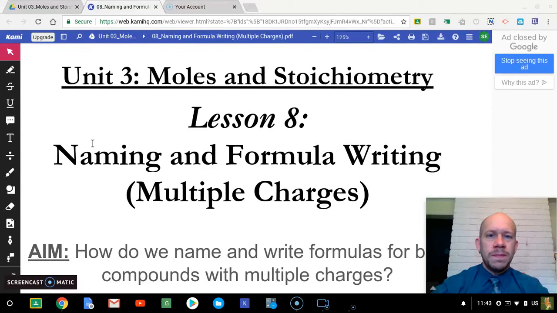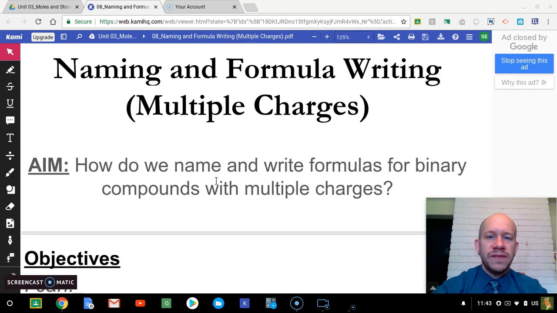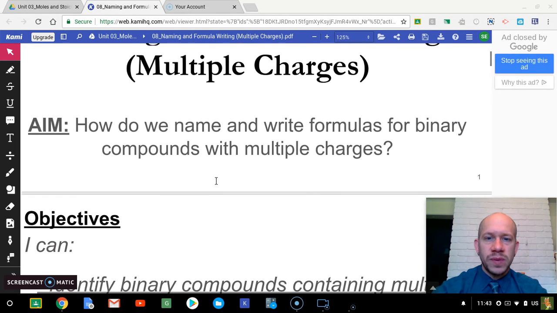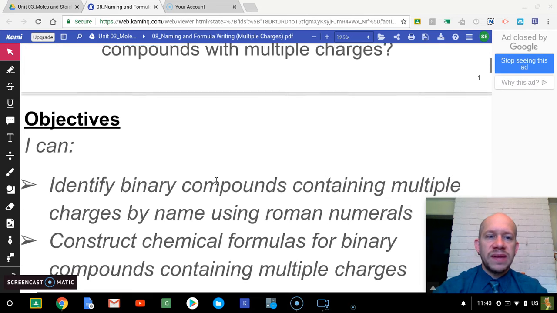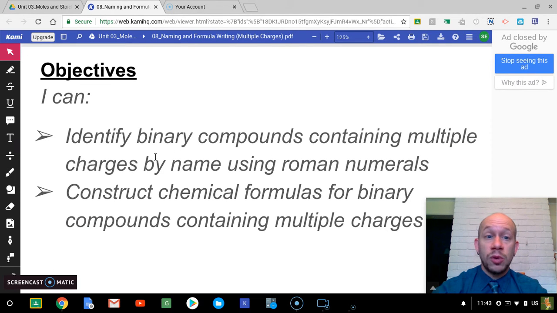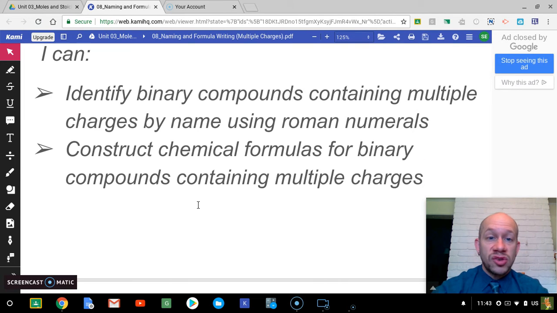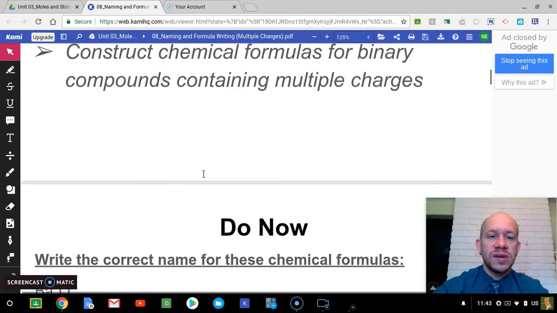This is Unit 3, Moles and Stoichiometry, Lesson 8, Naming and Formula Writing for Binary Compounds with Multiple Charges. So how do we name and write formulas for binary compounds with multiple charges? By the end of this video, you will be able to identify binary compounds containing multiple charges by name using Roman numerals, and you will be able to construct chemical formulas for binary compounds containing multiple charges.